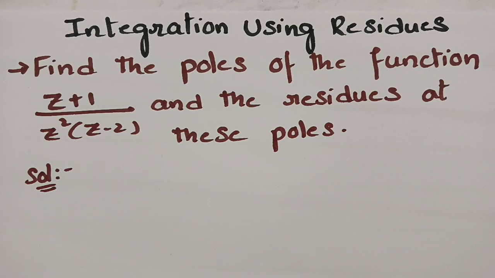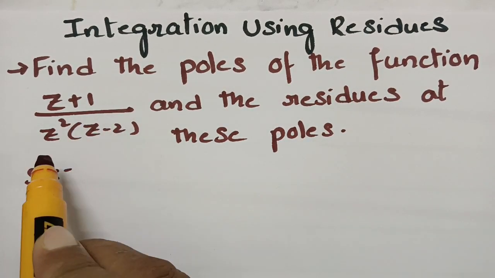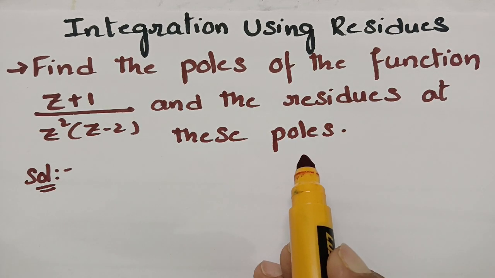Today's video is on integration using residues. In today's video, we are going to find the poles of the function (z plus 1) by z square into (z minus 2), and the residues at these poles.